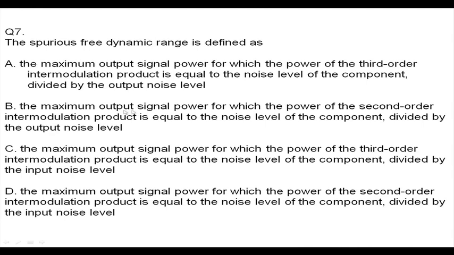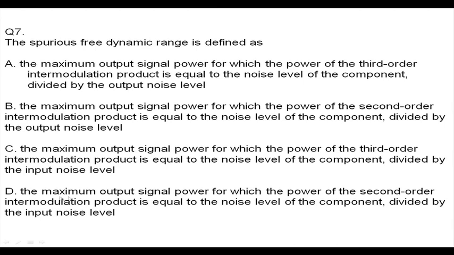The second option is maximum signal power for which the power of second order intermodulation product is equal to noise level of the component divided by output noise level. So, this is third order intermodulation product going to noise level. The B option is second order intermod product to noise level. Next option is the maximum output signal power for which power of the third order intermodulation product is equal to the noise level of the component divided by input noise level. This is almost like A, but there it was divided by output noise level, here it says input noise level.